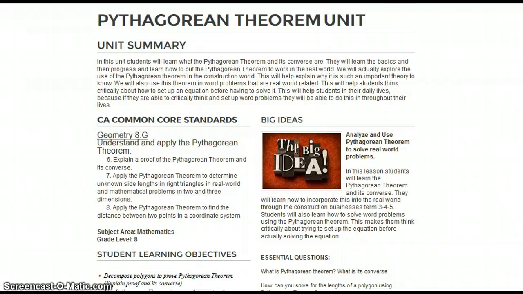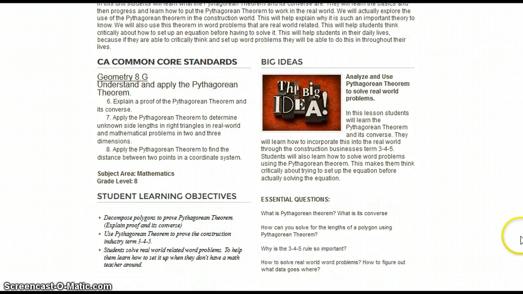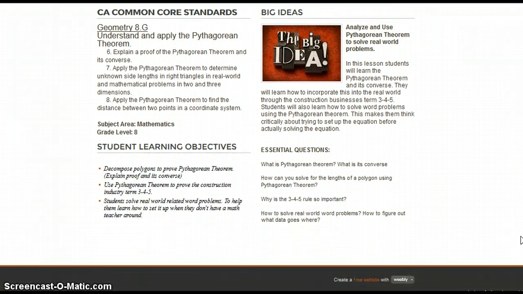They consist of explaining the proof and its converse, determining unknown lengths in the real world, and also finding the difference between 2 points. Then we have the students' learning objectives, which each correlate to the lessons 1, 2, and 3, which will be discussed more later.